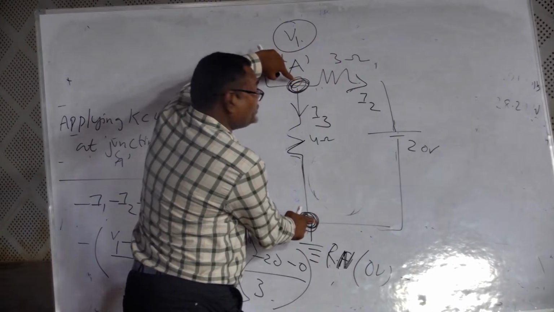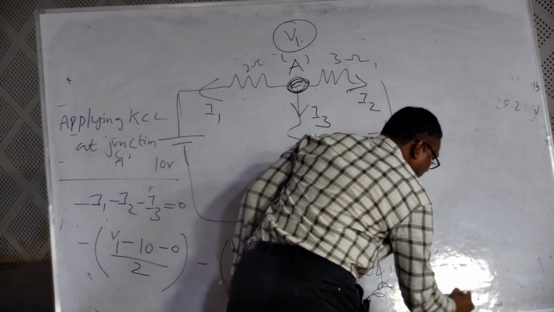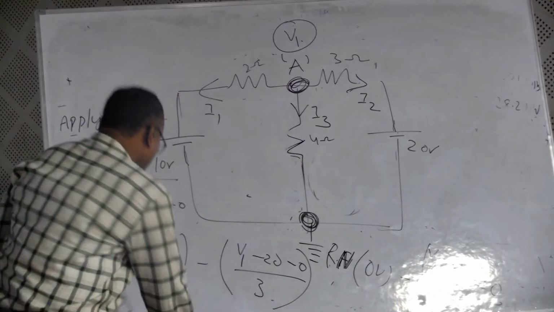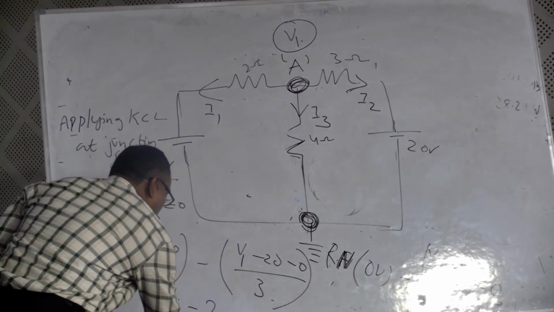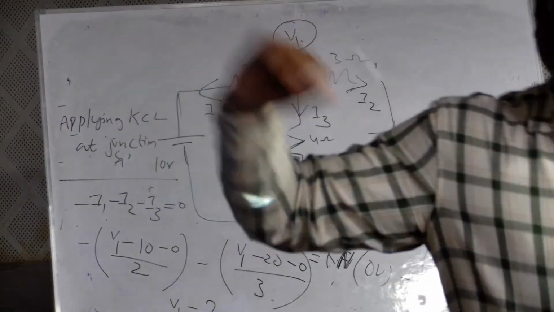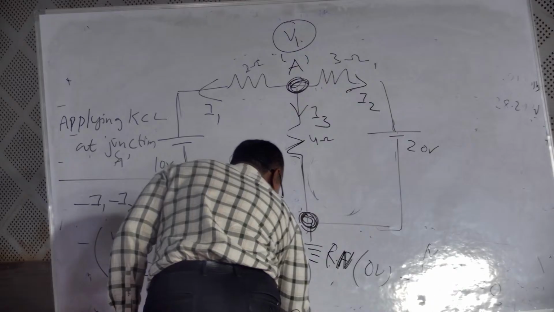V1 minus 0 by 4 is equal to 0. Get the answer for V1. What will be the answer? The answer is 10.76 volts.